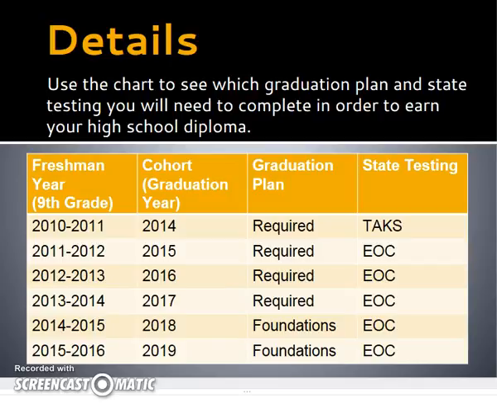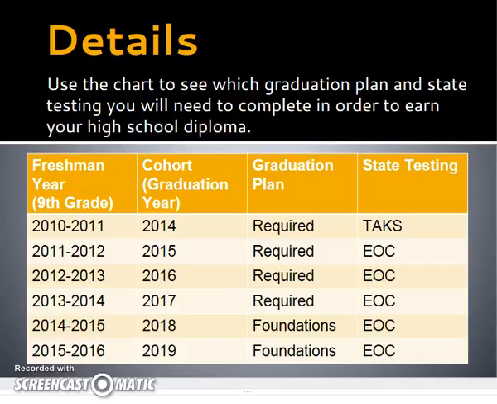Now let's look at some details. We're going to use this chart to help us determine which graduation plan and which state testing we will be required to have in order to graduate from high school. So if I was a freshman or started 9th grade in 2010-2011, my cohort or graduation year will be 2014. I will be on the required graduation plan and I will be taking the TAKS test.